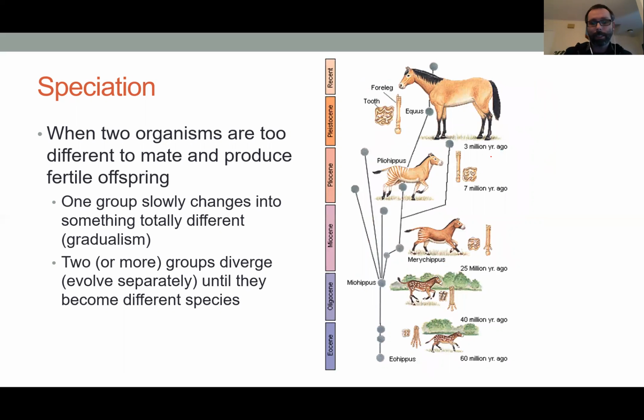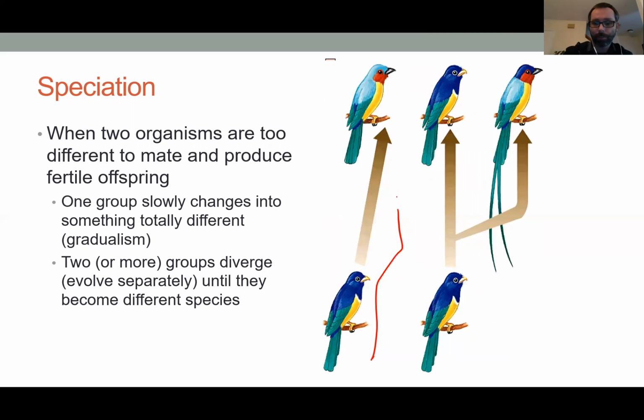And in fact, I didn't point this out before, but you can see there are a few branching points, right, where something would split off. However, those branching points led to dead ends. So these animals did go extinct, leaving just the one long horse lineage, right? So again, diverging into two groups is a more common way for speciation.